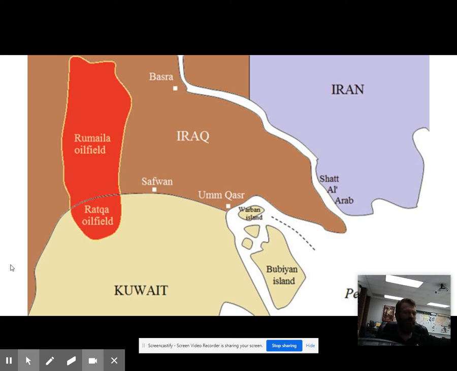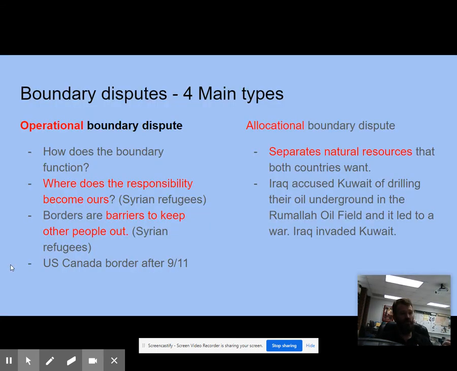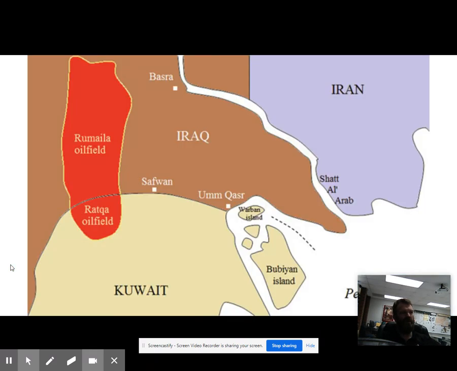Okay, well, Kuwait didn't do that. Iraq was looking for an excuse to go to war. So this war was fought over resources. The boundary dispute there, because it was located on the boundary, creates an allocational dispute because of the allocation of resources.